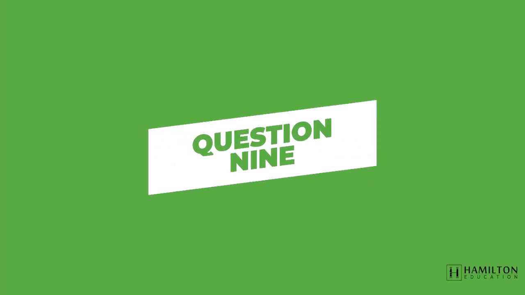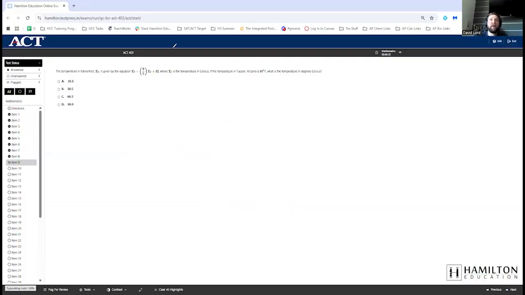Question number 9. The temperature in Fahrenheit is given by this equation, where TC is the temperature in Celsius. If the temperature in Tucson, Arizona is 87 degrees, what's the temperature in Celsius? So what I could do first is plug the number in and then solve for TC, or I could solve for the TC first and then plug in the numbers. I'm going to use SADMEP to solve for TC first.